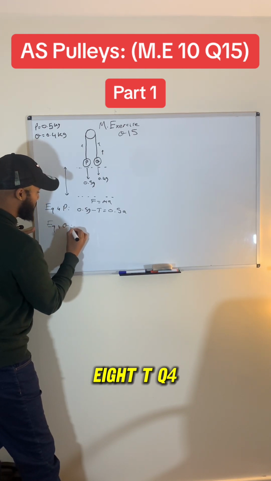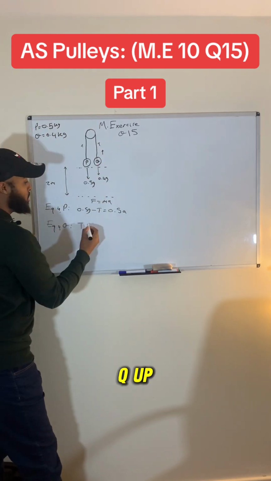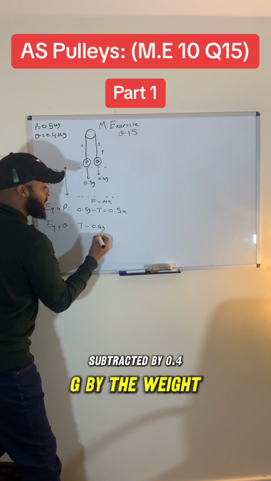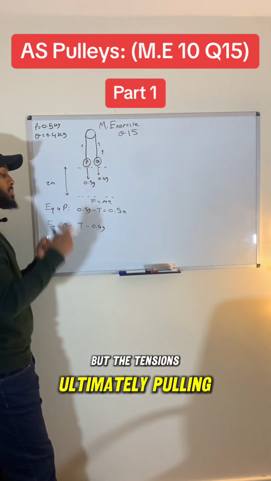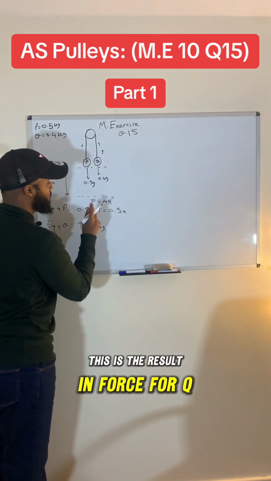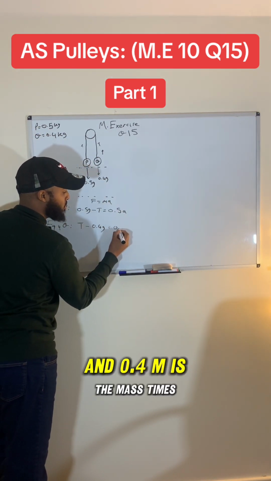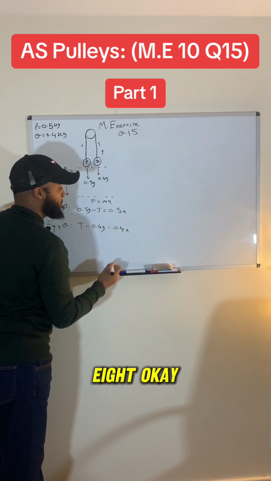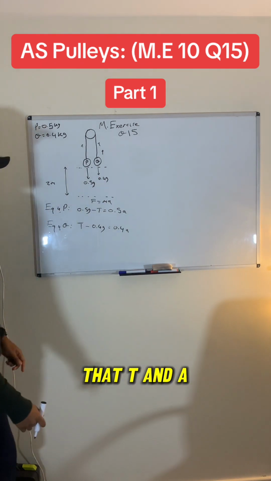So I'm going to do T, because T is the one that's pulling Q up, subtracted by 0.4 G, the weight. The weight is the thing that's slowing it down, but the tension is ultimately pulling it up. This is the resultant force for Q, is equal to M, 0.4, M is the mass, times A. Then they're going to ask us to find out T and A.